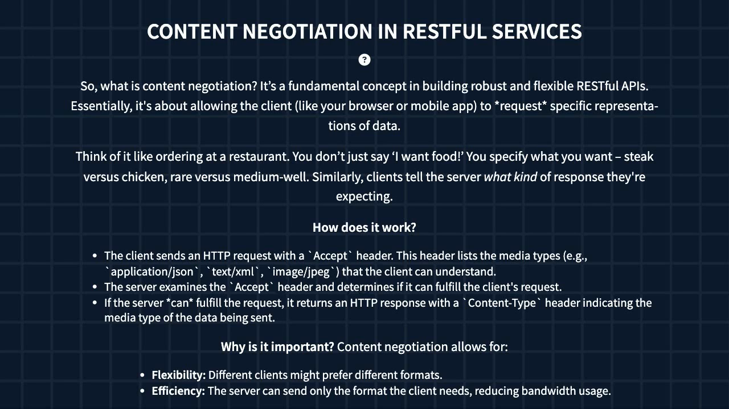The server then checks if it can provide that format and returns a response with a Content-Type header matching the client's request. It's super important because it makes your API flexible for different clients and also helps optimize bandwidth usage by only sending data in the requested format.